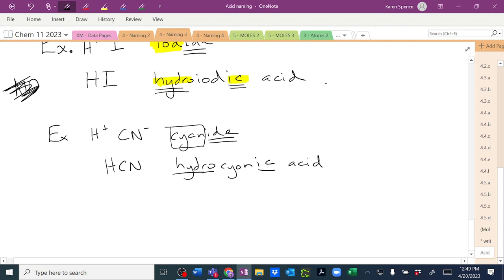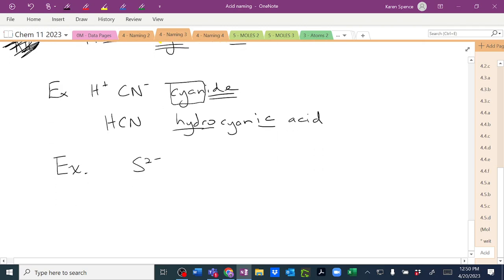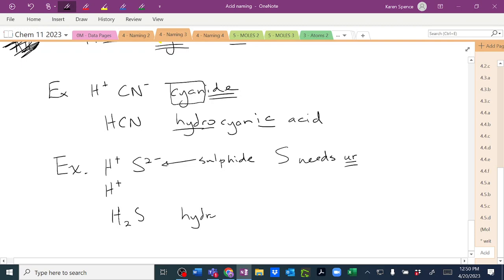name, hydrocyanic acid. Now, don't forget, still with the sulfur and the phosphorus, if I have S2 minus, how many hydrogens do I need? 2. So we have H2S. S is sulfide, but remember sulfur needs an extra "ur." So that's going to be hydrosulfuric acid.